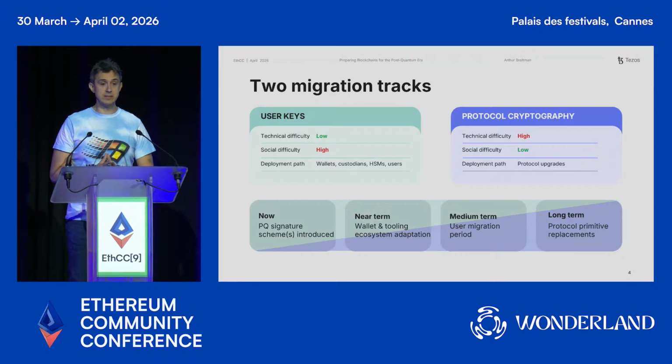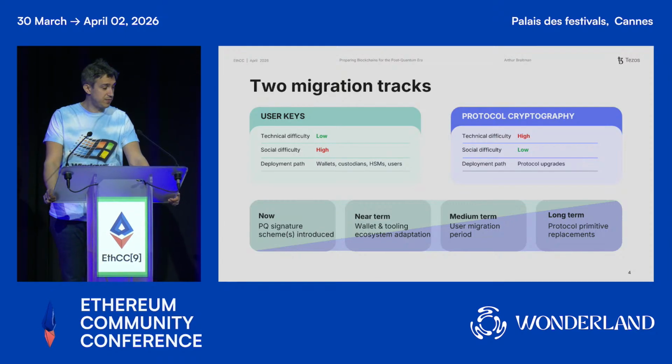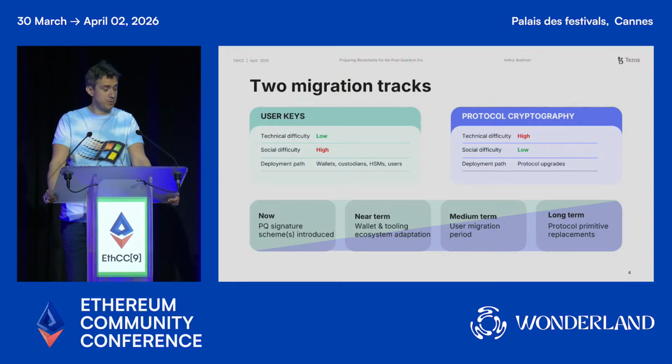And so for user keys, it turns out that there are post-quantum signature schemes available. There's many to choose from. They're fine. They're not as efficient as elliptic curve signatures, but they're fine. And it's fairly straightforward to integrate them. It's not a big job.